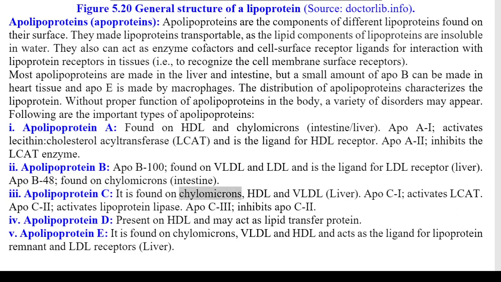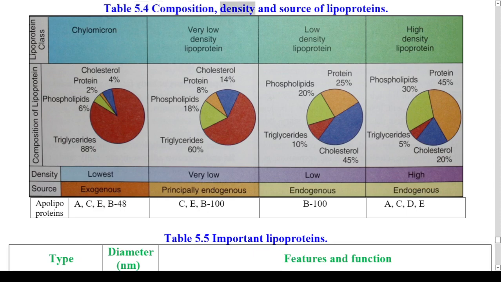3. Apolipoprotein C is found on chylomicrons, HDL and VLDL; made in the liver. ApoC1 activates LCAT. ApoC2 activates lipoprotein lipase. ApoC3 inhibits ApoC2. 4. Apolipoprotein D is present on HDL and may act as a lipid transfer protein. 5. Apolipoprotein E is found on chylomicrons, VLDL and HDL and acts as the ligand for lipoprotein remnant and LDL receptors; made in the liver.